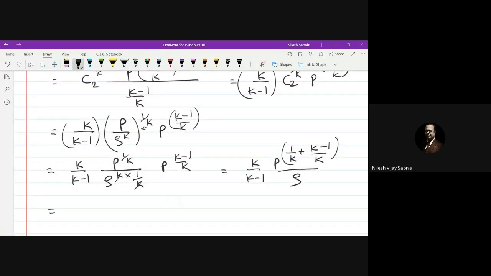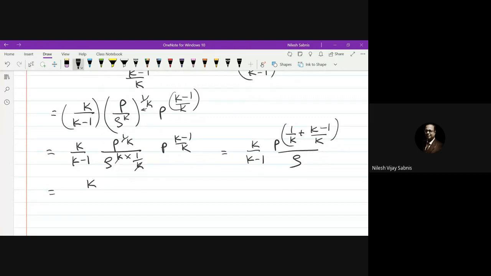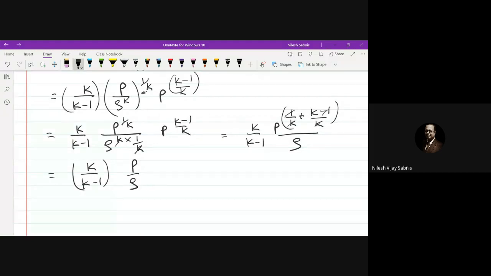Altogether what you will get? K upon K minus 1 into P by rho, because this 1 and this 1 will get cancelled. So K upon K, everything will cancel, only P will remain. K upon K minus 1 into P by rho. So what you have got here is nothing but the integration dP by rho.